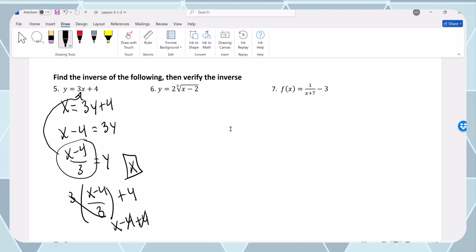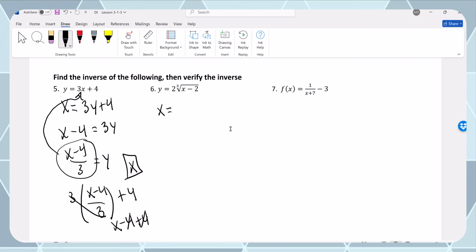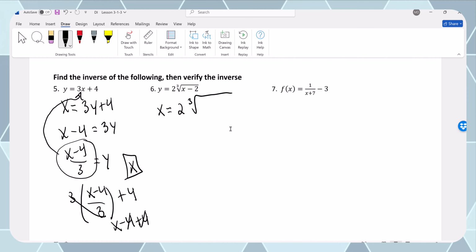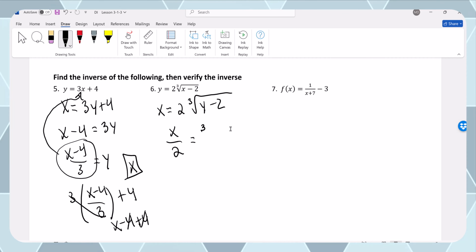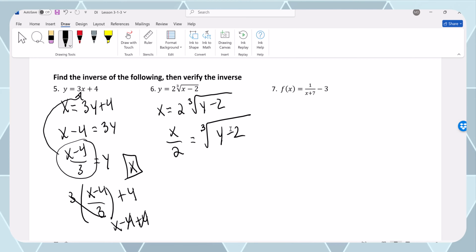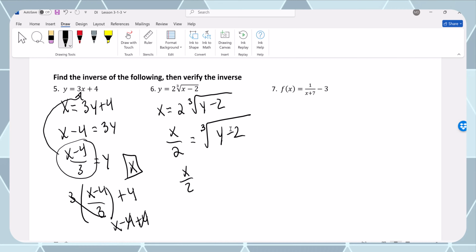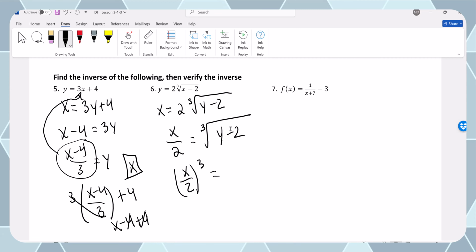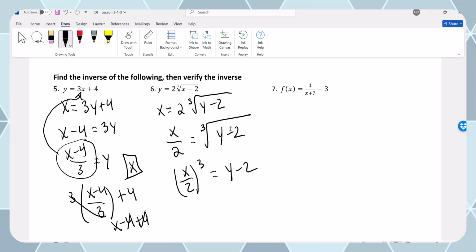For number 6, switch the x and y. Divide by 2. Cube both sides. And add 2.